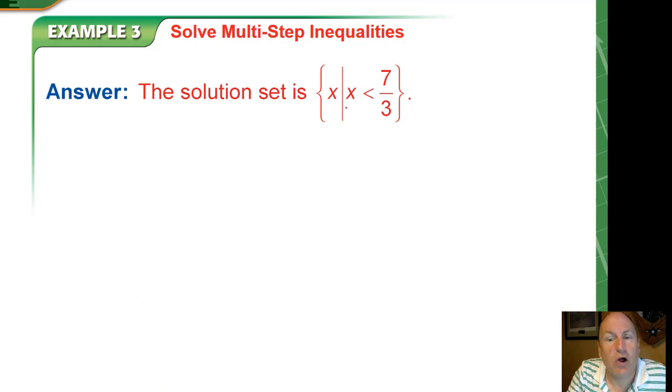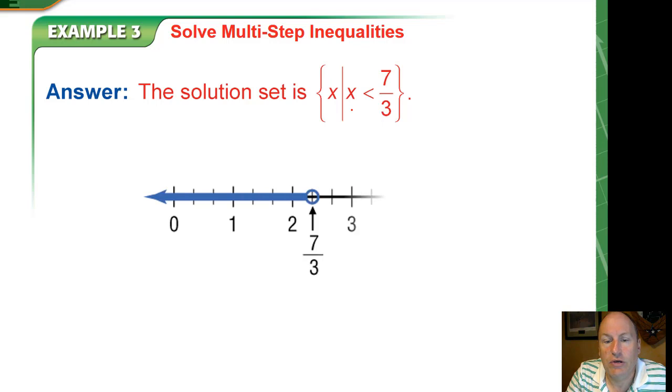So the solution is all x's less than 7 divided by 3, or 7 over 3. So since we have a less than, 7 over 3 is not part of the solution. We're going to use that open circle. And the direction of the inequality is pointing to the left. We're looking at all numbers that are smaller than, or to the left on the number line, of 7 over 3. So we're going to have a solid ray heading towards the left, towards negative infinity. So any number less than 7 over 3 is part of this solution set.